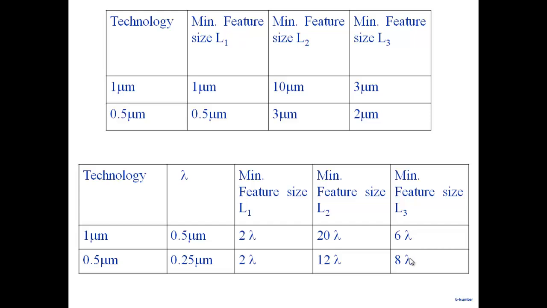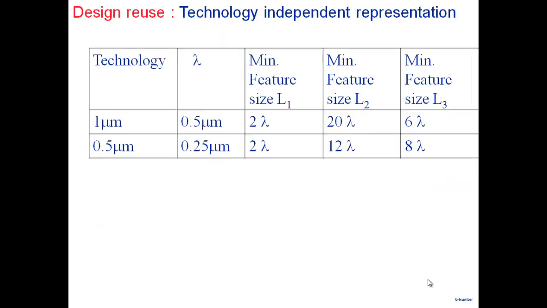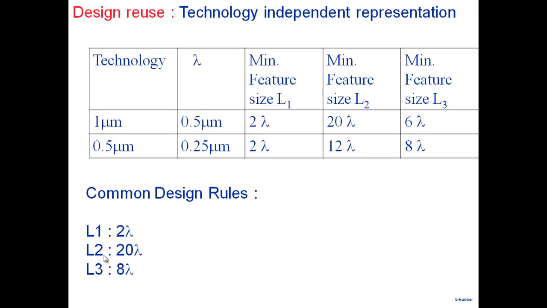Now, if I want a lambda rule which is valid for both of them, what rule will I use? I'll look at these and say, well, the rule is 2 lambda. If I look at both of them, what will I say? The rule is 20 lambda. Oh, sorry, 12 lambda. 12 lambda will be valid for both of them. And then if I look at both of them, I'll say the rule is 6 lambda. So if I want a technology independent representation, what rules will I end up using? I'll end up using a common design rule, which is 2 lambda, 20 lambda, and 8 lambda here. Rules will be very conservative, in some sense, worst case rules.